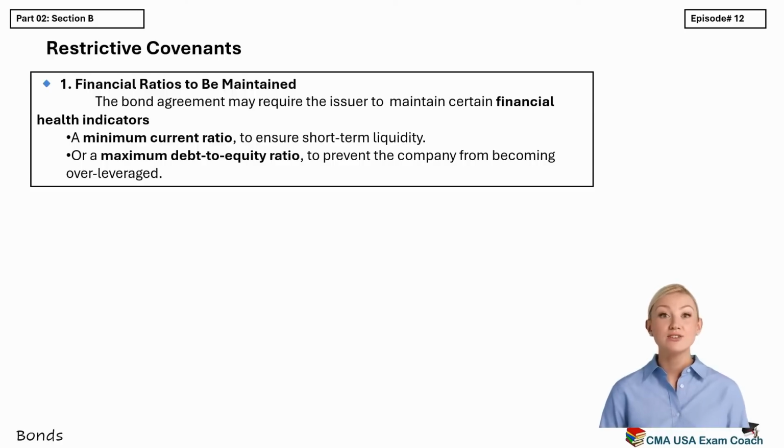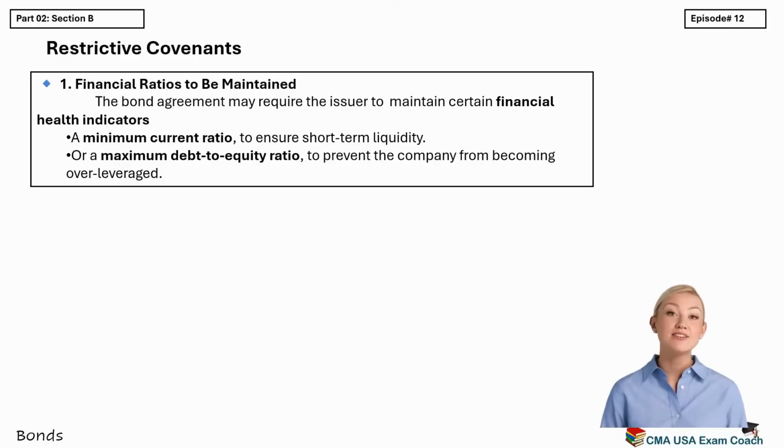1. Financial ratios to be maintained. The bond agreement may require the issuer to maintain certain financial health indicators. For example, a minimum current ratio to ensure short-term liquidity, or a maximum debt-to-equity ratio to prevent the company from becoming over-leveraged. These ratios help ensure that the company remains capable of repaying its bond obligations.